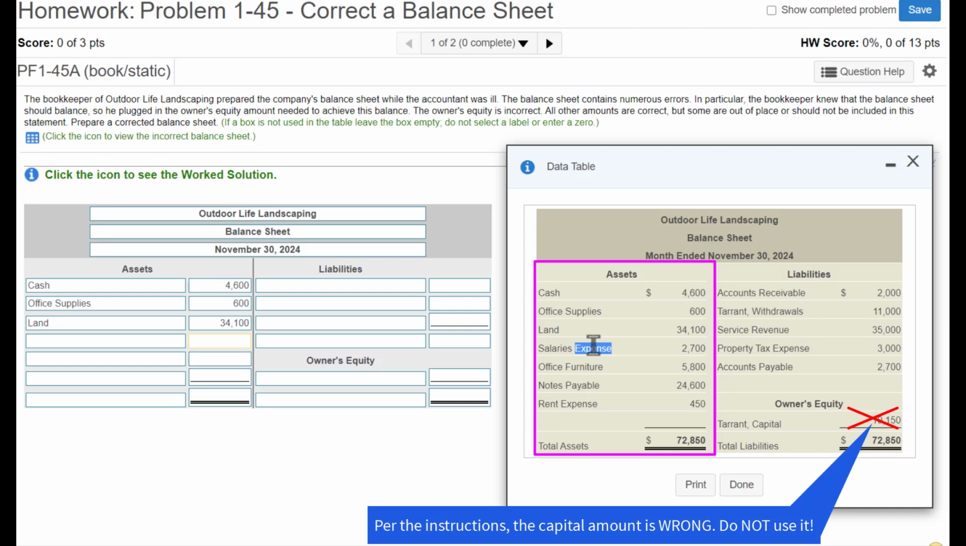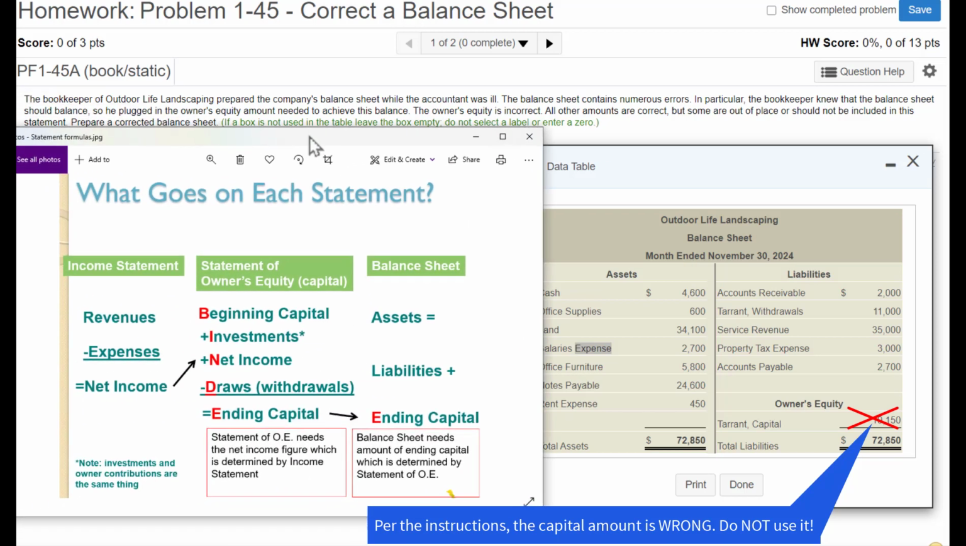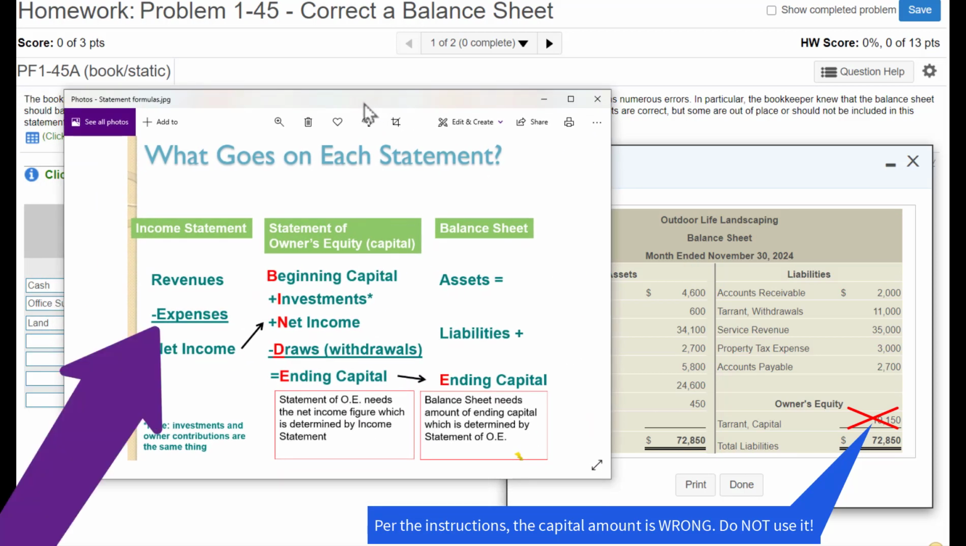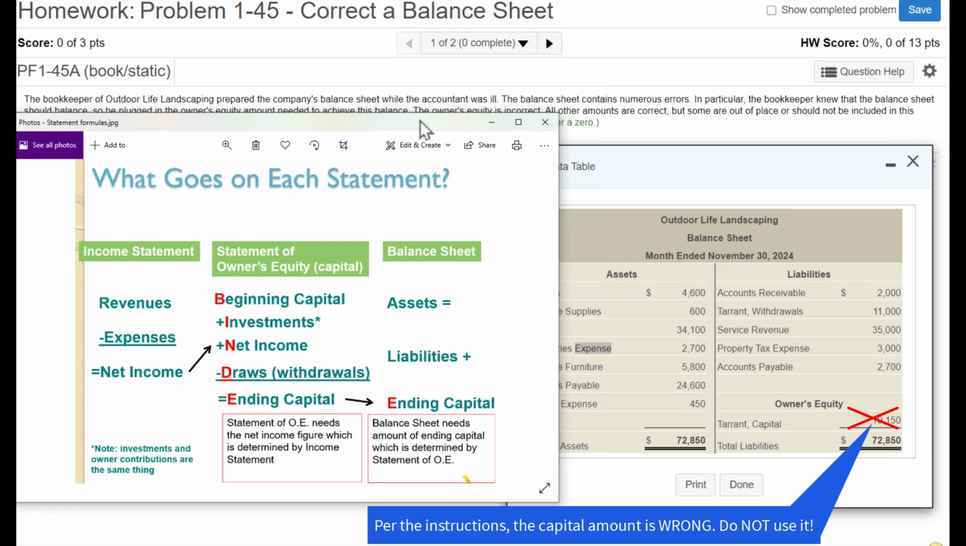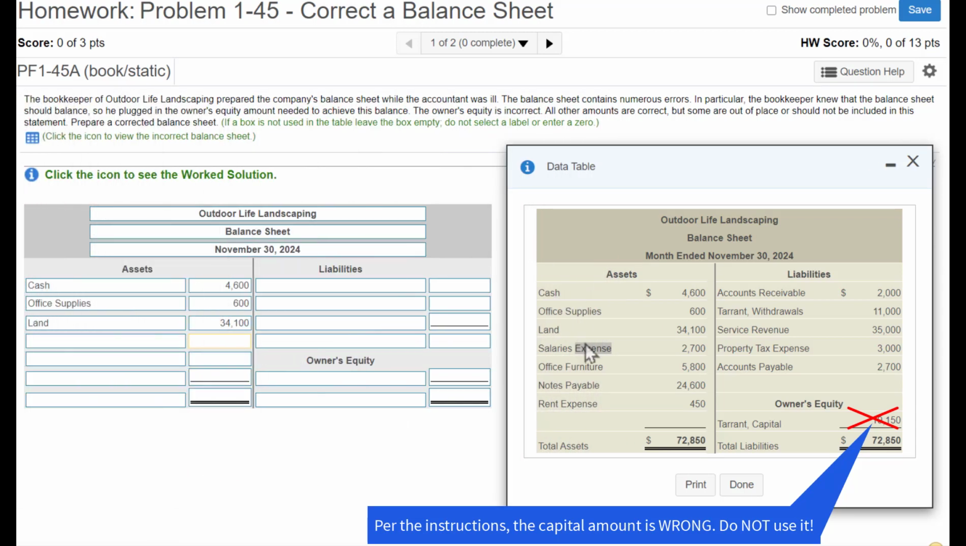So, should salaries expense be on the balance sheet? Let's review our formulas for the financial statements. Where do expenses go? Expenses go over here on the income statement. They should not be on the balance sheet. Look at the balance sheet formula. It should be only assets, liabilities, and ending capital. There's no revenues, there's no expenses, there's no draws. Just assets, liabilities, and capital. So, we're going to skip salaries expense because expenses do not go on a balance sheet.